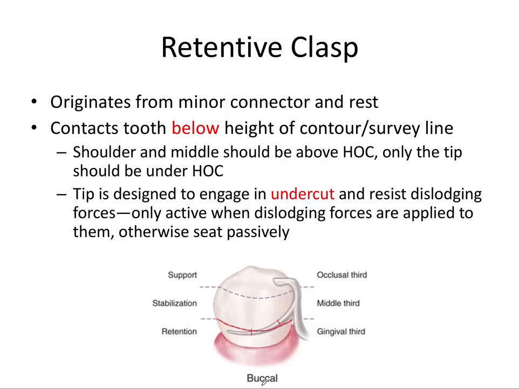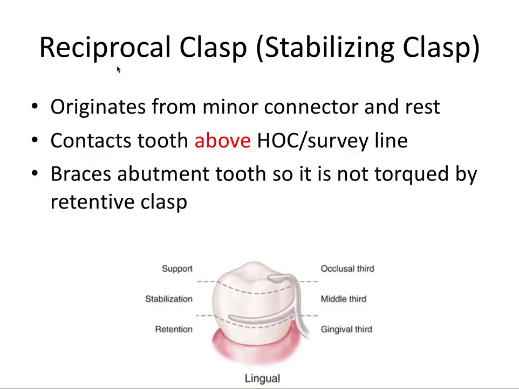Now the retentive clasp is generally located on the buccal surface of the tooth, based on how the height of contours tend to go. But if you have a tooth that's tipped buccally or tipped lingually, sometimes you might have to swap which side the retentive clasp is on and which side the reciprocal clasp is on. We also have what we call the reciprocal bracing arm, or sometimes called the stabilizing clasp, because it provides stability.